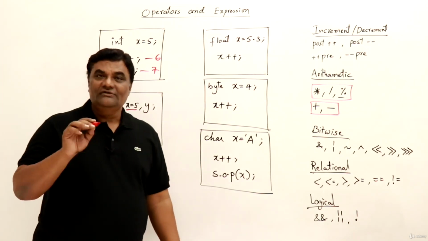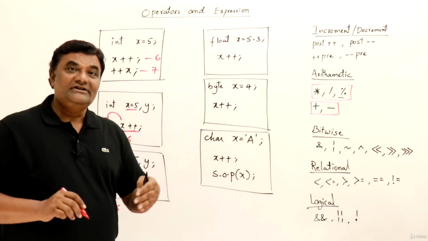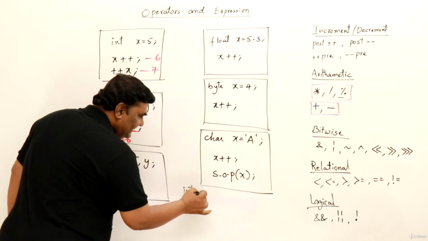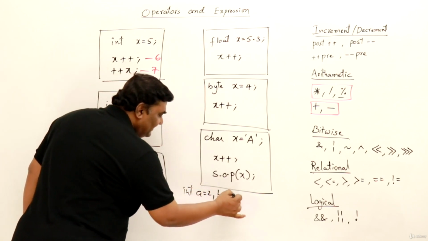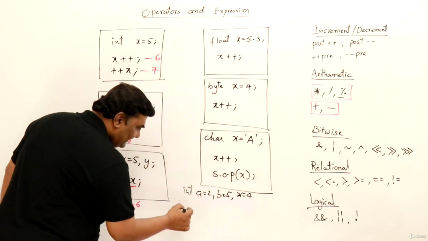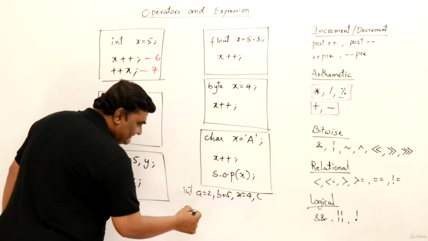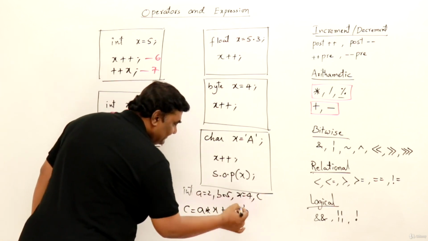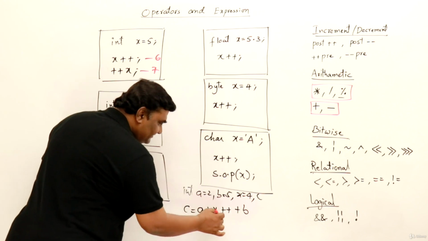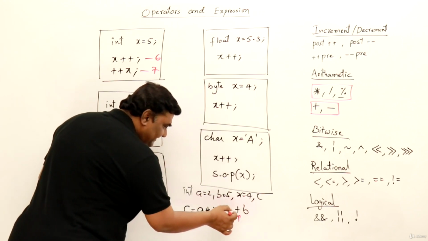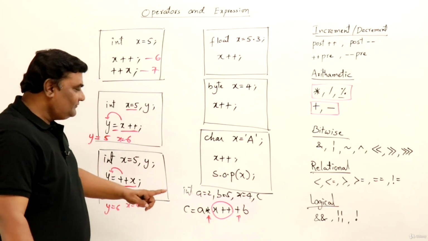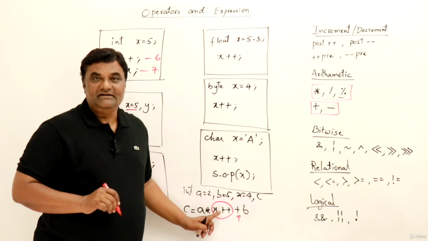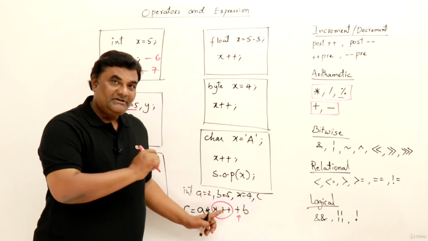So in any expression, if you are writing like this, then the value of x will be incremented, then used. To explain this, I'll take an example. Suppose a is 2, b is 5 and x is 4. If I write c assigned a into x plus plus plus b, first multiplication, then addition, and also increment is there. So the question is, what value of x will be multiplied with a? 4, or will it become 5 and then multiply? This is post increment, so 4 will be multiplied.